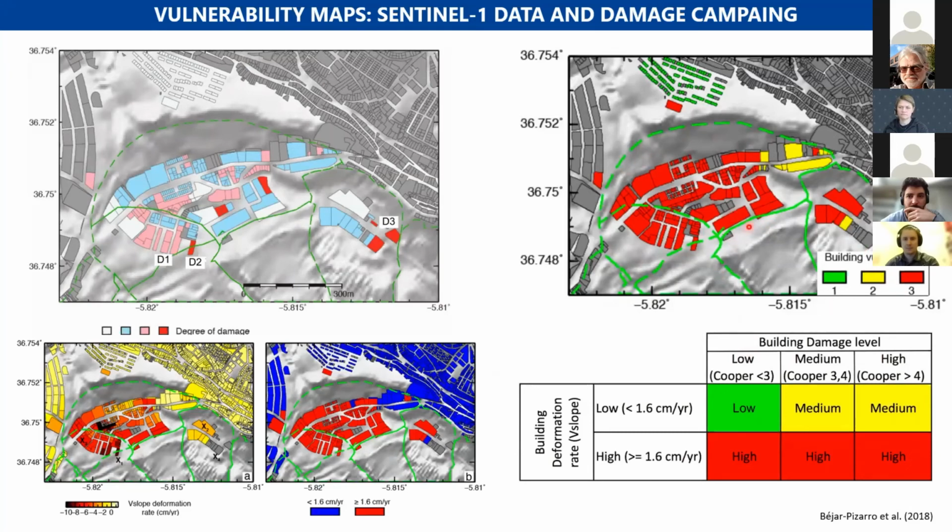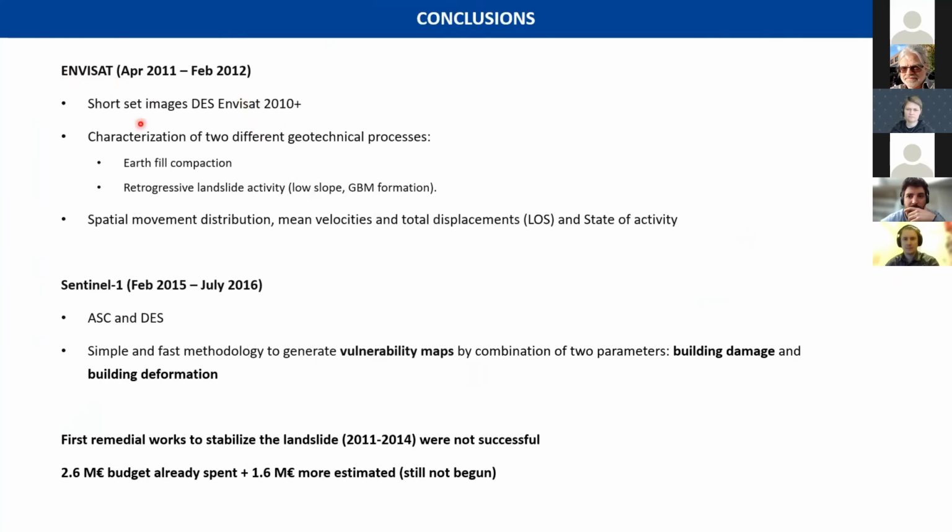We find that most of the buildings in this part of the city have a high vulnerability. So, some conclusions. In the first study, we used the ENVISAT data. It was a short set of images, and we could characterize the two different geotechnical processes, an earth fill compaction and a retrogressive landslide activity. With the Sentinel-1 data, because we had ascending and descending orbits, we could project the movement into the east-west and vertical directions, and a simple and fast methodology to generate vulnerability maps by combining two parameters, building damage and building deformation, was proposed. Also, this methodology can be used in other places.